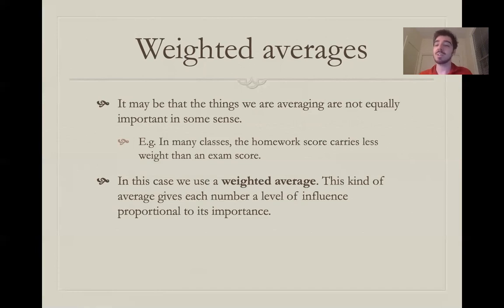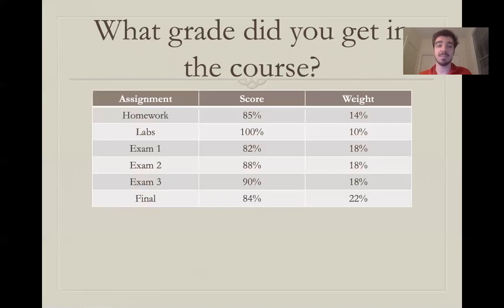In this case, we need to use a weighted average. This is just a kind of average that gives each number that we're averaging a level of influence proportional to its importance. The more important it is, the more weight it carries. So let's continue with that grading example. Let's say that you are in a course where this is what the rubric looks like. Here are the weights of the different assignments.